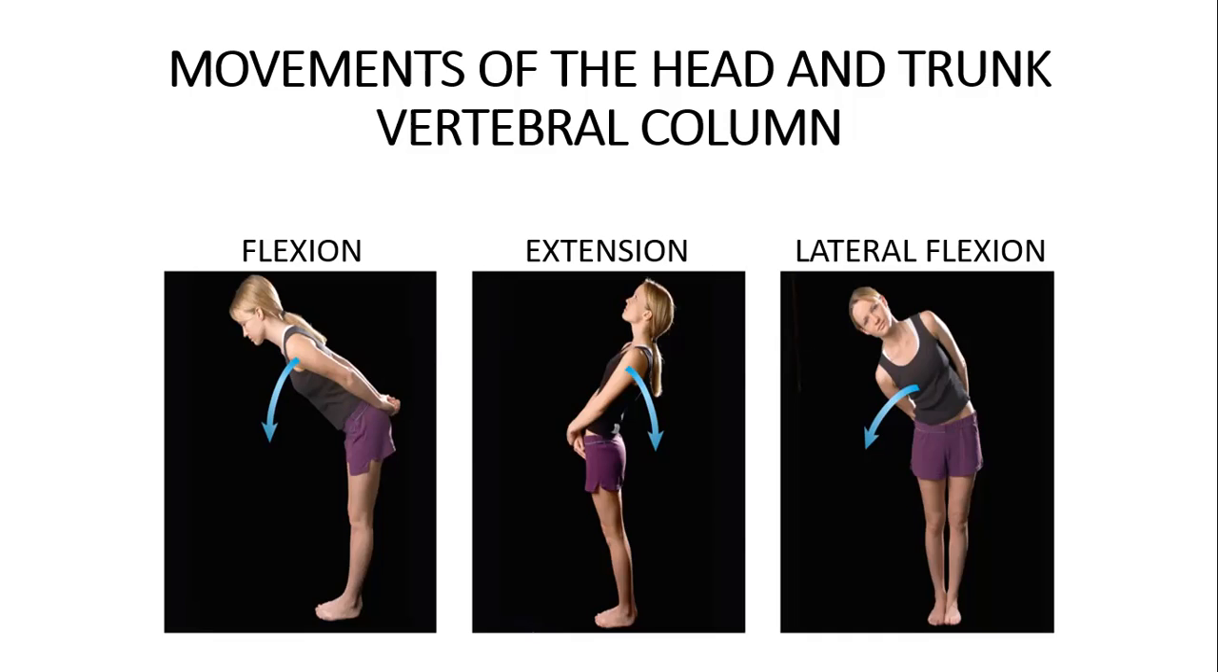For the back, same idea. If you look at the picture on the left, the young lady is flexing her vertebral column. She's flexing at the hip. The middle picture, she's extending her back. That is back extension. The picture on the right is lateral flexion. In this case, she's performing right lateral flexion of the vertebral column. So we have these types of movements also.